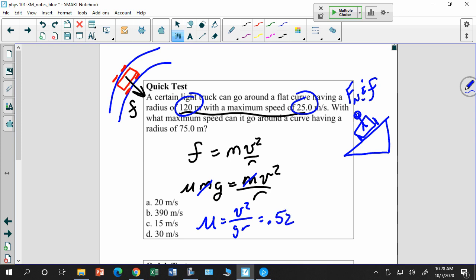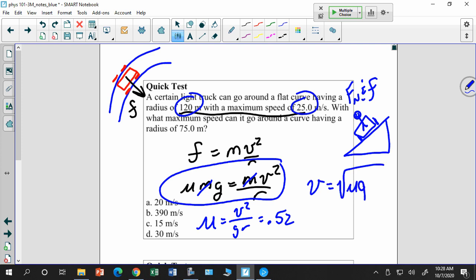Then in the second part, I really want to know what is the maximum speed that I can go around a curve with a radius of 75 meters. So I want to know the maximum speed. V is equal to the square root of mu times g times r. I just solved that for v. And so this is going to be the square root of 0.52 times 10 times 75.